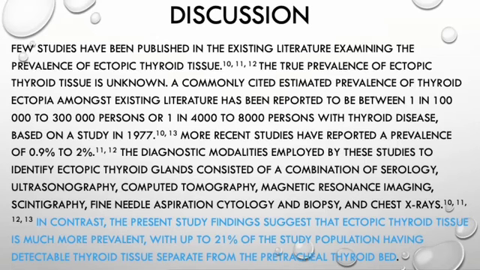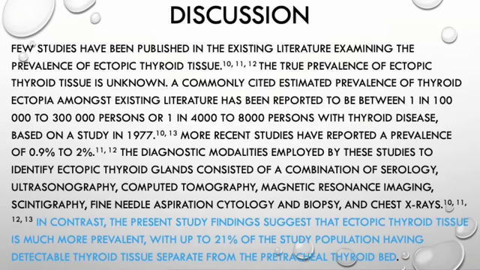So just a brief discussion on our findings and postulating possible explanations for what we have found. Few studies have been published so far in the existing literature examining the prevalence of ectopic thyroid tissue. The true prevalence of ectopic thyroid tissue is unknown. A commonly cited estimated prevalence of thyroid ectopia amongst existing literature has been reported to be between 1 in 100,000 to 300,000 persons, or 1 in 4,000 to 8,000 persons with thyroid disease, based on a study in 1977.